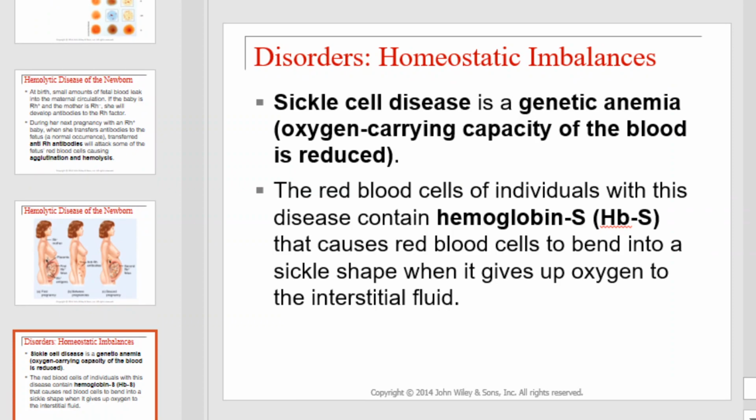Disorders and homeostatic imbalances. The final thing to note about blood is that there are some homeostatic imbalances associated with it. Sickle cell disease is a genetic anemia. In this case, red blood cells of individuals with this disease contain hemoglobin S that causes the red blood cells to bend into a sickle shape, which gives up oxygen to the interstitial fluid.